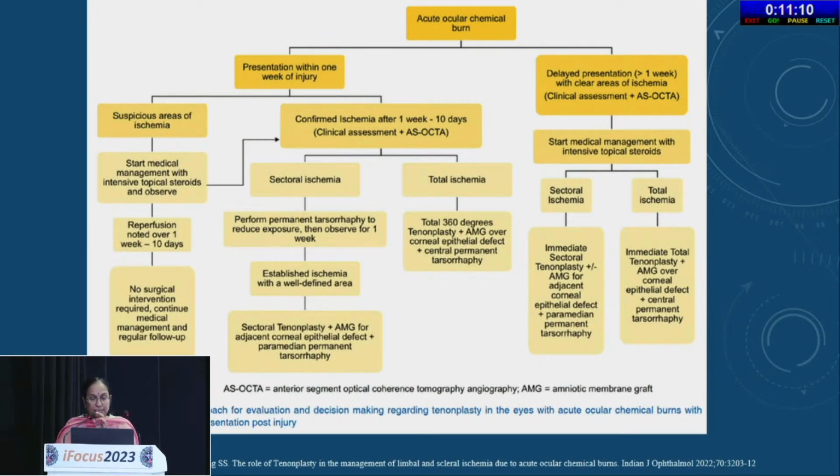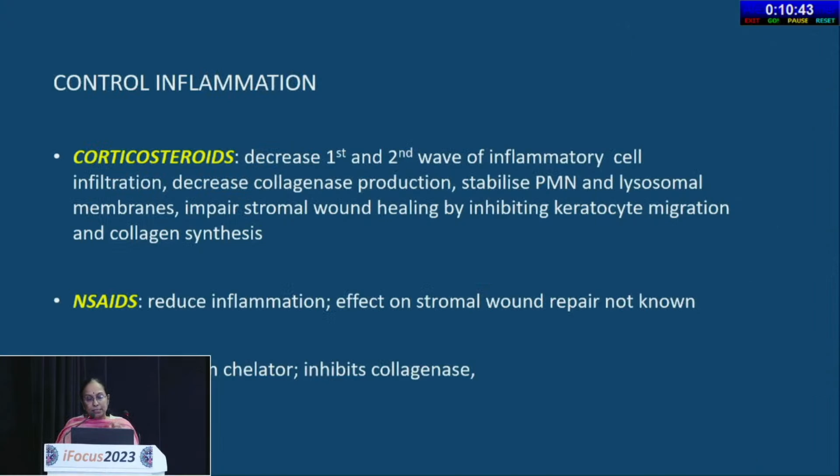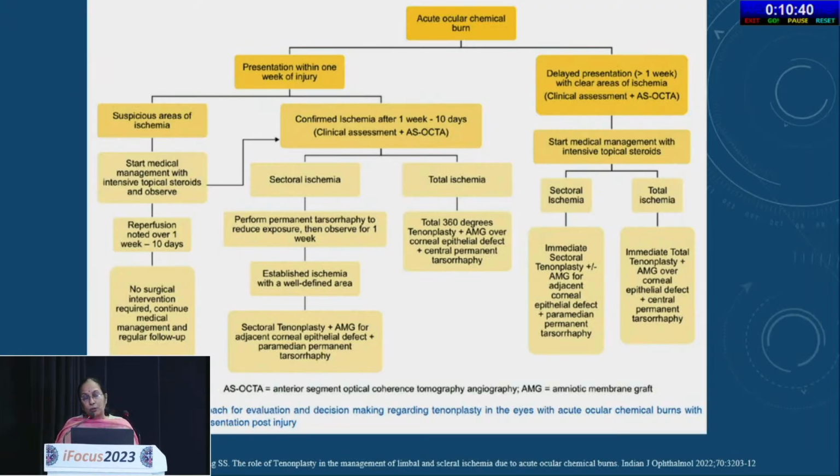So how do you treat? This is an algorithm for acute chemical injury. Within 1 week of injury and delayed presentation, you will see patients at various stages. When there are suspicious areas of ischemia, you will give topical steroids. Now, as students, and even now when we see epithelial defects, we are a little wary about giving topical steroids, but no, topical steroids have to be given. Don't think of fluorometholone or loteprednol, give prednisolone acetate. And how much? Mild to moderate, 6 times at least. Severe cases, even hourly prednisolone acetate, and you will be following patients regularly.